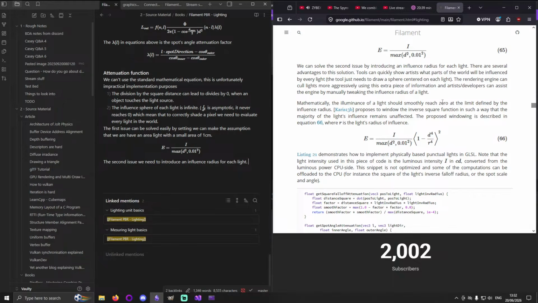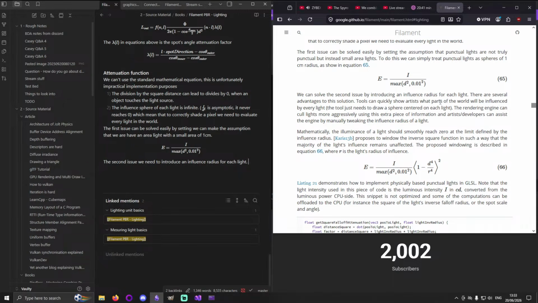Is that for the point light as well? Sorry, for the spotlight? An influence radius.